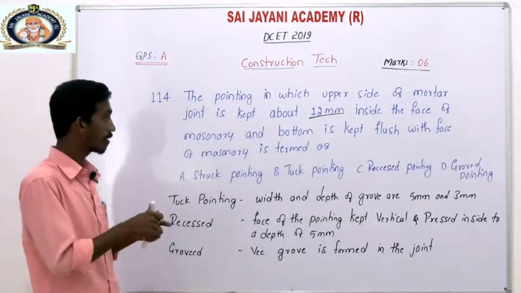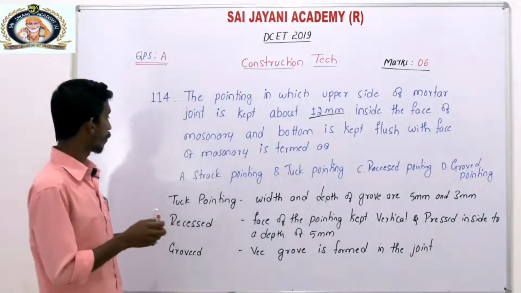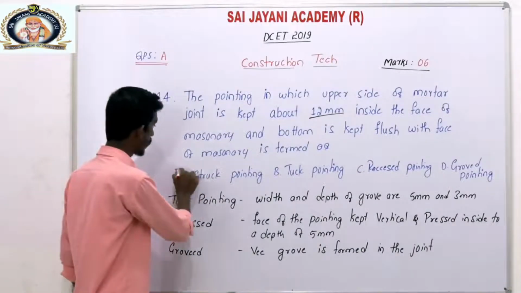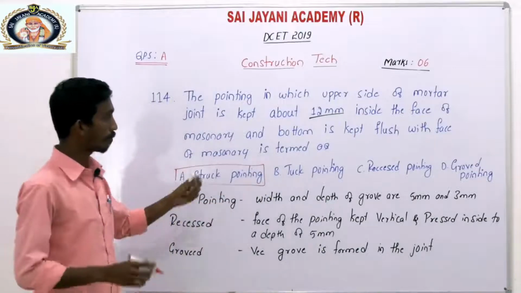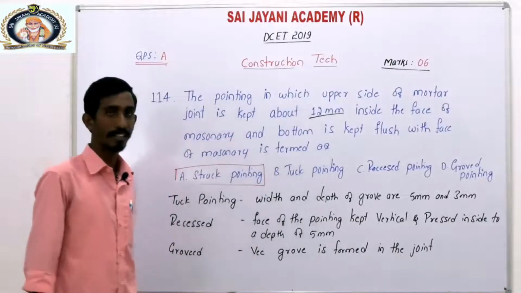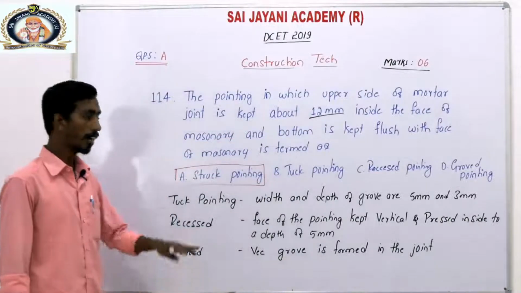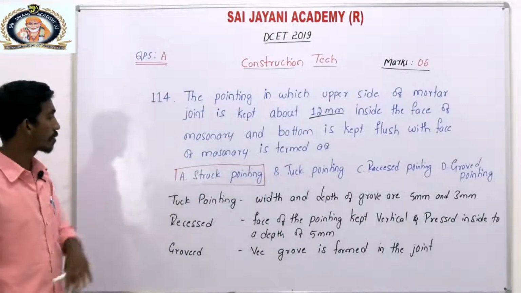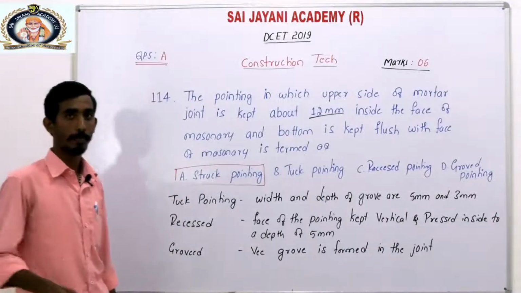Therefore, the right answer for question number 114 is struck pointing. In struck pointing, we keep the face of the pointing vertical and flush, 12 mm inside the face of masonry. Right answer for the question is option A, struck pointing.